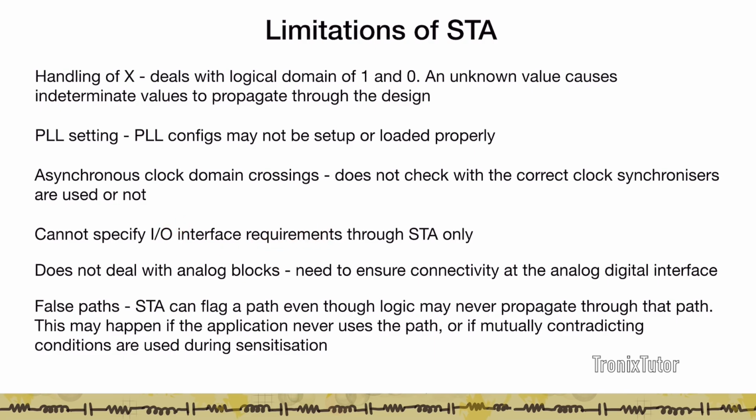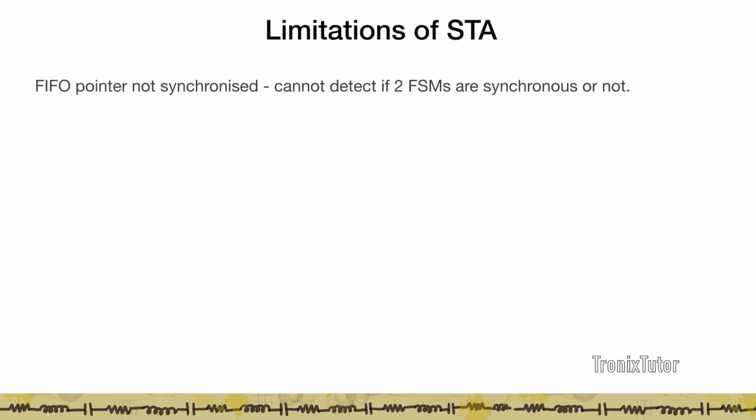Similarly, I/O interface requirements cannot be checked by STA only. If you have an analog block somewhere in between, that cannot be checked with STA, and so the designer has to ensure connectivity at the analog to digital interface. An important drawback with the STA is that it can sometimes flag a path that logic will never use because logic may never propagate through the path. This can happen when an application never uses that path, or if it has mutually contradicting conditions, but the STA does not know that, and so the STA can flag a path and you might be chasing something which doesn't need to be optimized.